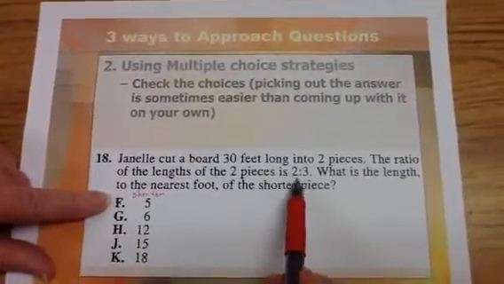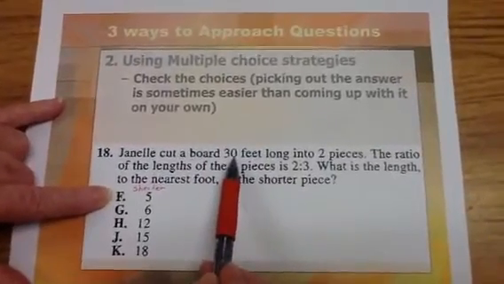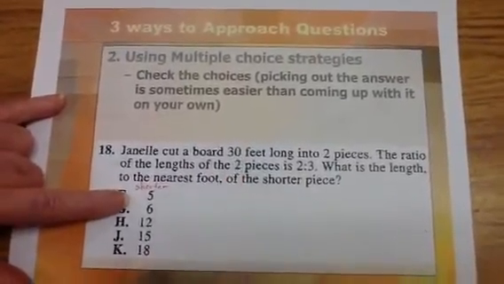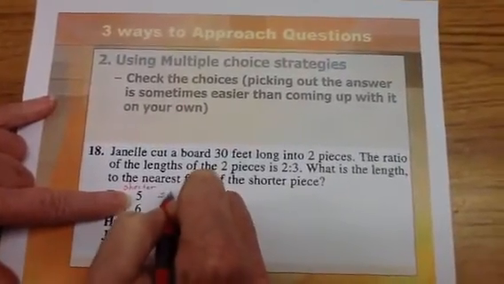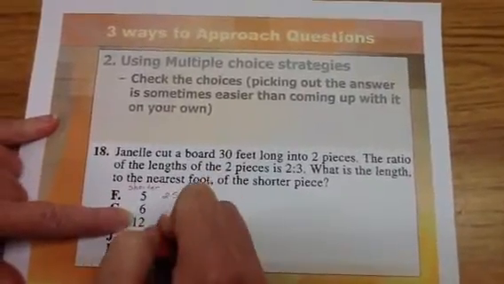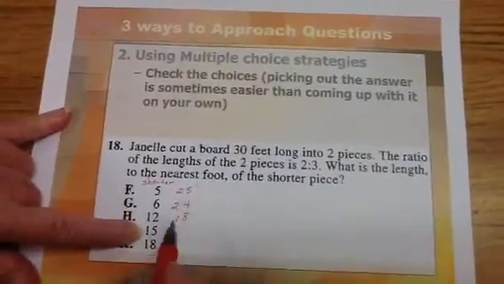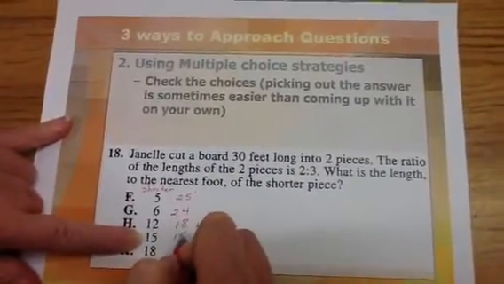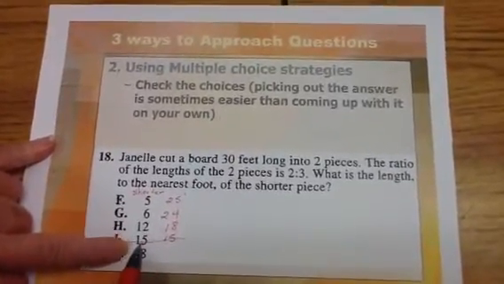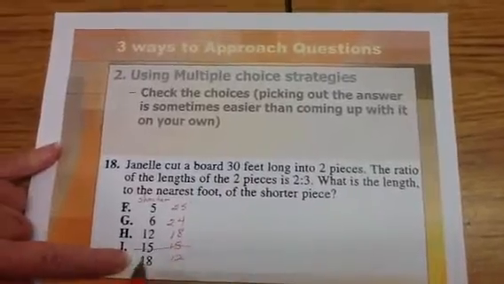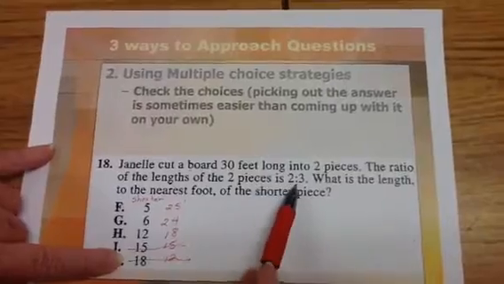And if I can't remember how to work ratio problems, then I'm going to take this problem and I'm going to deal with the fact that the board is 30 feet long. So if one side is 5 feet, the other side would be 25 feet. 6 feet and 24. 12 and 18. 15 and 15. Well, I can throw that answer out because that's not the shorter side. They would be the same size. And 18 and 12, again, I could throw that answer out. Now I'm looking for ratios of 2 to 3.